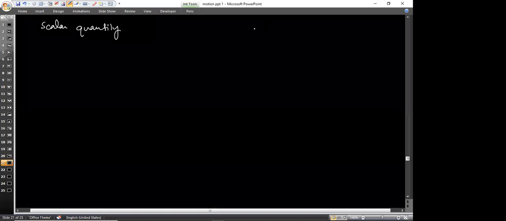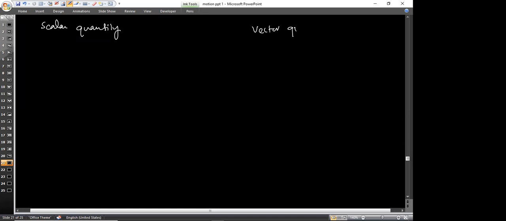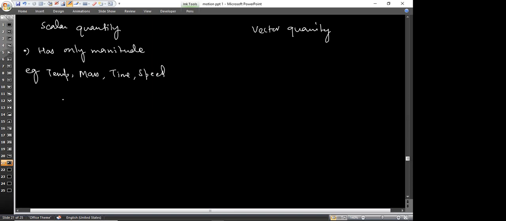Okay, let me write it. Vector quantity. So what is a scalar quantity? Actually, a scalar quantity has only magnitude. Examples: we can write temperature, mass, or we can say there are so many quantities, like time, speed, distance.